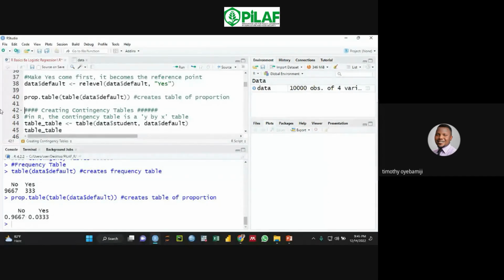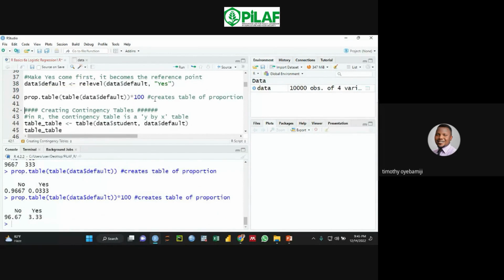All right. Now we can create a contingency table as well. If you want this to be an actual percentage, you can just add times 100 after the code. The difference between the normal frequency table and the proportion is prop.table. So if I run this times 100, it's going to multiply the values in my table.